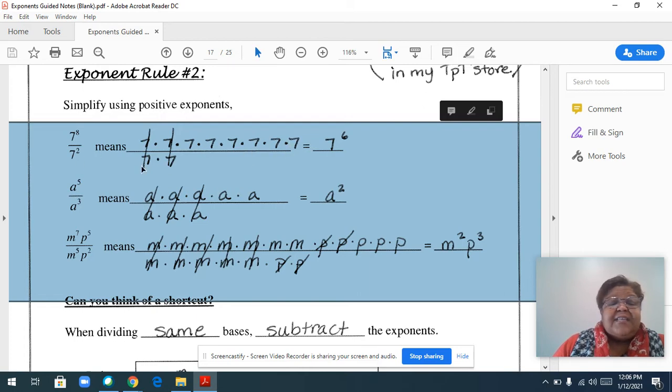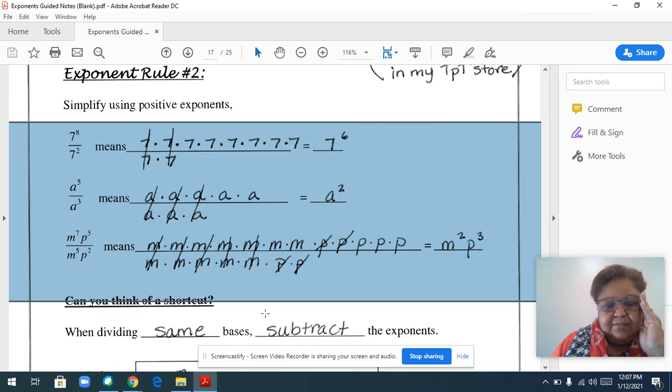And then 7 to the 2nd power. There are 2 of them there. So these two resolve to 1. 7 divided by 7 is 1. 7 divided by 7 is 1. And I have 6 left over. So 7 to the 8th power divided by 7 to the 2nd power is equal to 7 to the 6th power. So you should probably have already figured out some type of rule by now.